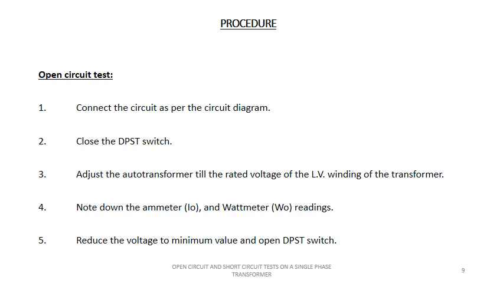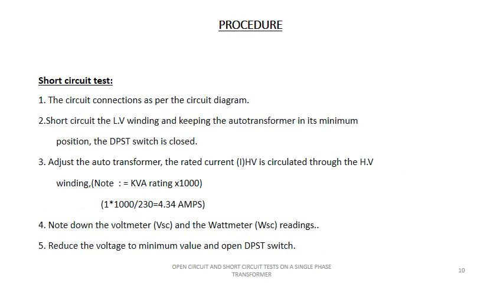Procedure for open circuit test: connect the circuit as per the circuit diagram and close the DPST switch. Here in the open circuit test we should see the rated voltage, so adjust the auto transformer till the rated voltage of the LV winding of the transformer is reached. Note down the ammeter and wattmeter readings. Reduce the voltage to minimum value and open the DPST switch.